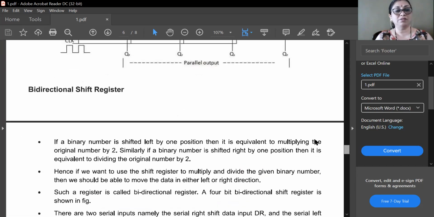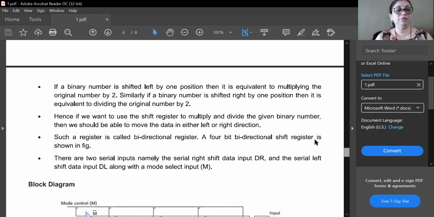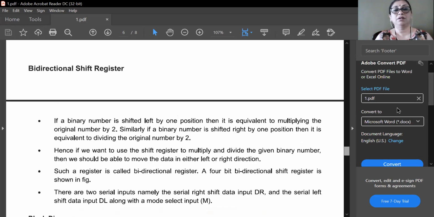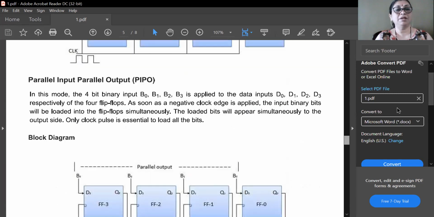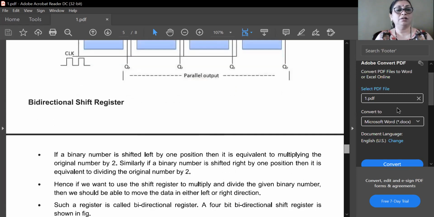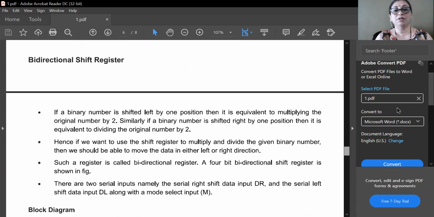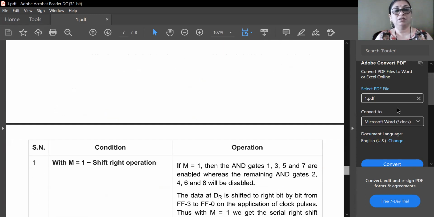So as you can see, this type of shift register has two serial inputs, namely serial right shift data input and serial left shift data input, along with the mode control. The 4-bit bidirectional shift register shown here has a mode control, and this mode control is responsible for controlling the mode of operation of this type of shift register.